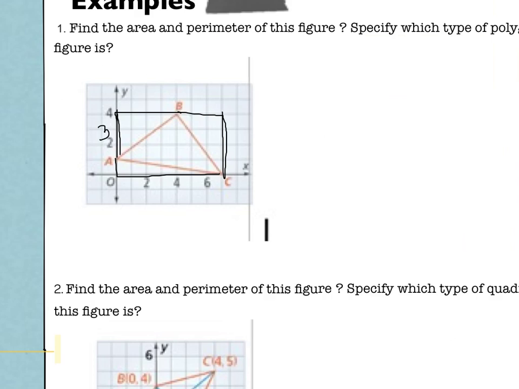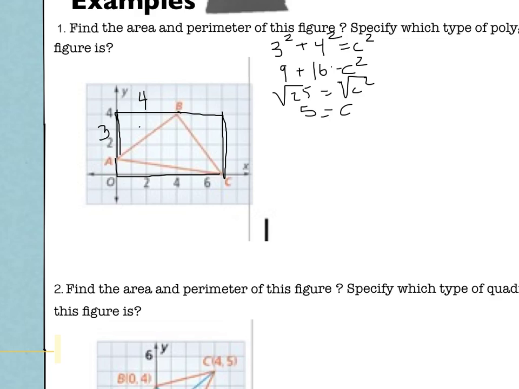And the lengths here are 3, and this other length is going to be 4. So now I have 2 measurements. I can figure out the side AB by going 3 squared plus 4 squared will equal C squared. Then I will get 9 plus 16. Many of you know the answer to this question already. If I take the square root of both sides, I'm going to get C equals 5. So that means that this length AB is 5.